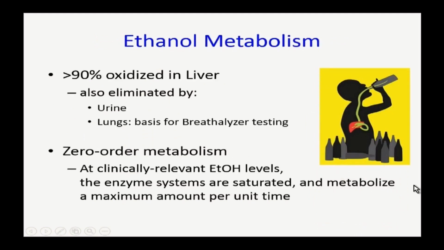Most of the ethanol metabolism is in the liver. It is also eliminated from the body in the urine, and it's also eliminated from the body through the lungs. In fact, this is the basis for breathalyzer testing. A certain amount of ethanol is going to be exhaled in your breath, and it is proportional to how much is in your serum. And the metabolism of ethanol, at clinically relevant ethanol levels, is zero order metabolism. All of the enzyme systems are saturated, and so you can only metabolize a maximum amount of ethanol per unit of time. And you only get down to the levels where you get first order metabolism at ethanol levels that are so low that they are clinically irrelevant.